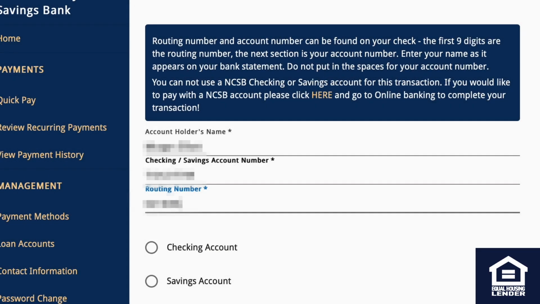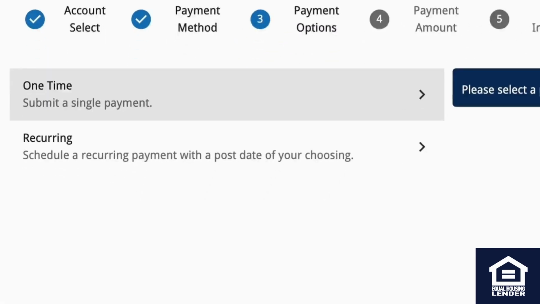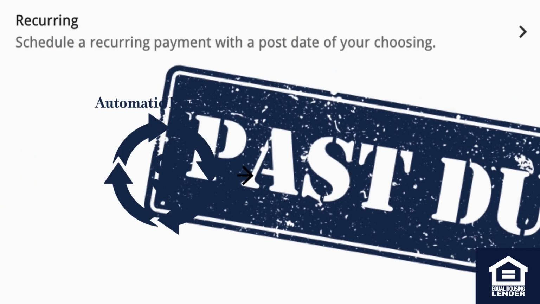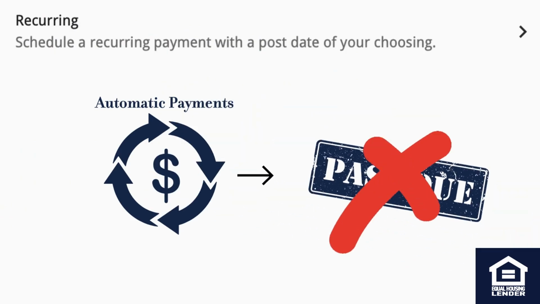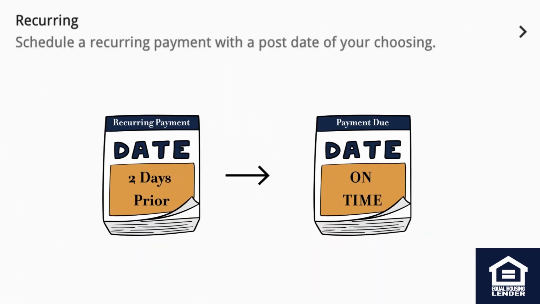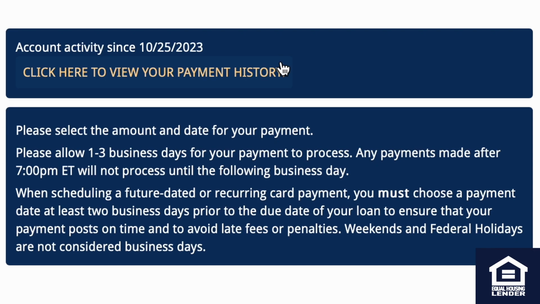Once you have added your payment sources, you will be prompted to choose either a one-time payment or a recurring payment. Recurring payments are automatic on the date that you set, so you'll never have to worry about missing a payment. You should set your recurring payment date to 2 days prior to your due date to ensure that your payments post on time.